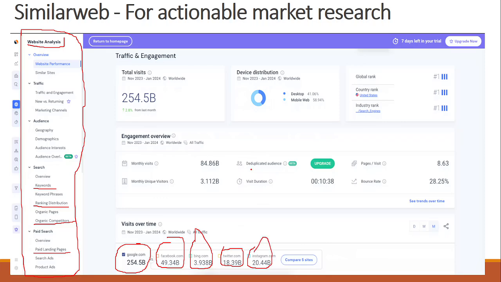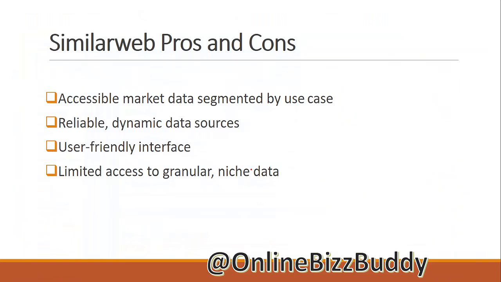So it has its pros and cons, SimilarWeb. The advantage is that it offers accessible market data that is segmented by use case. Of course, the data is very reliable, real time, and dynamic, so it always gives you accurate information. You have already seen it offers a user-friendly interface. The downside is that it has limited access to granular niche data, so it gives some kind of general data.